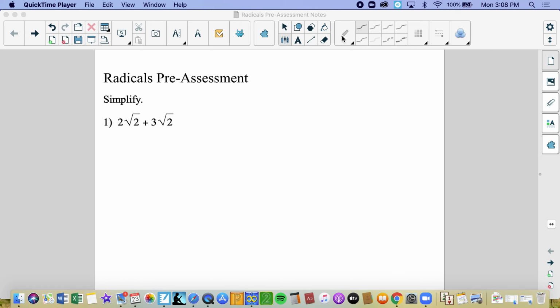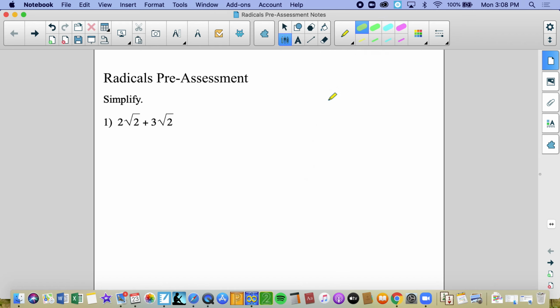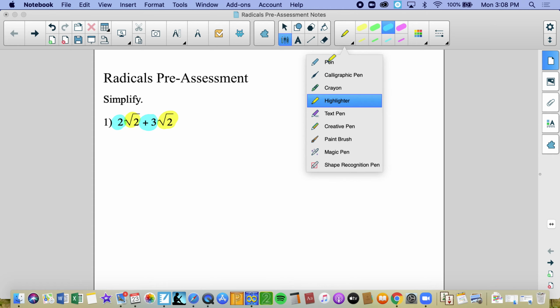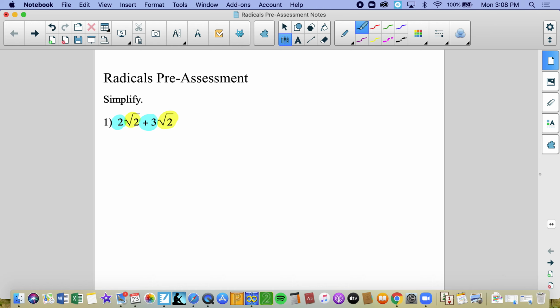We see that these two radicals are like radicals, and that will allow us to combine their coefficients. So since they are like radicals, we're going to combine their coefficients, which makes 5 rad 2. 2 plus 3 makes 5.